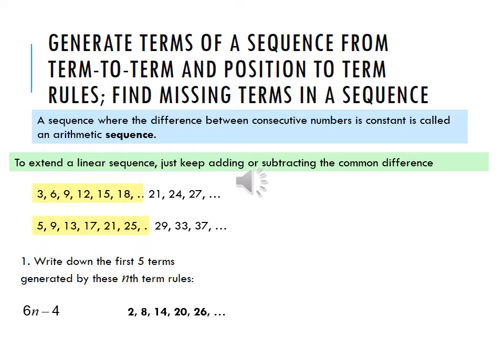So, thinking about the objectives that we've just looked at, the first one is about generating terms of a sequence from term to term and position to term rules, finding missing terms. So, you will be doing things like extending the sequences that are on the board, so extending from 3, 6, 9, 12, 15, 18 and going forwards with that. You will also be looking at what's called the nth term rule and generating terms from this.